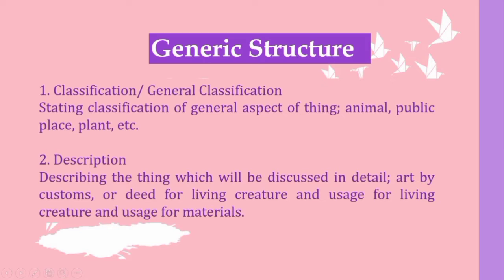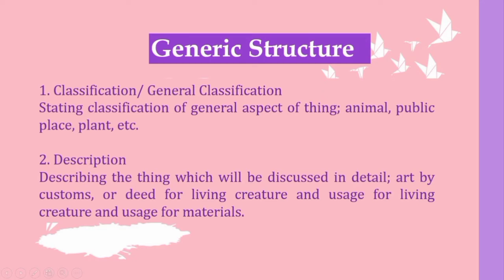Then the generic structure of report text are: first is classification or general classification. In this structure, it states the classification of general aspects of things such as animal, public place, plant, and many others. Then number two is description. In description, it describes the thing which will be discussed in detail. For example, habits or deeds for living creatures, or usage for living creatures and usage for materials, and many others.